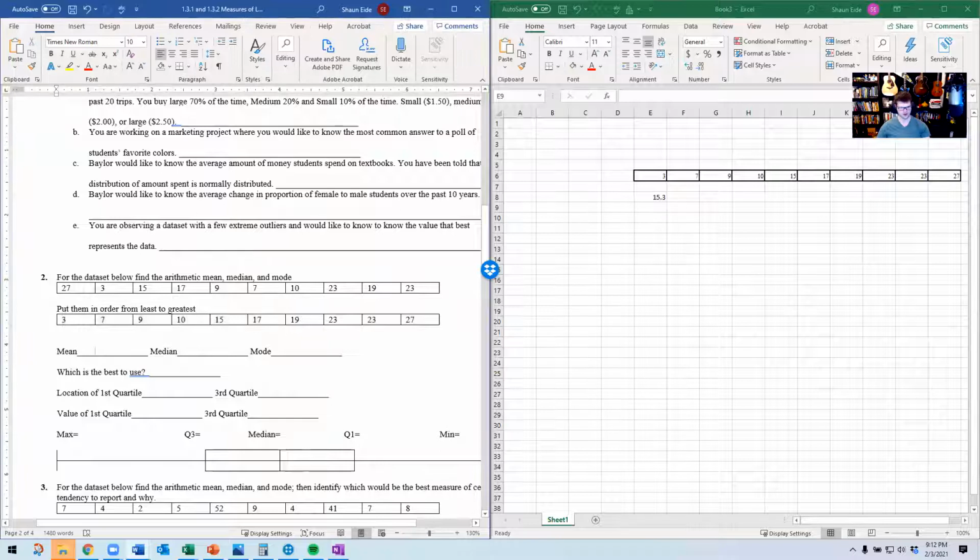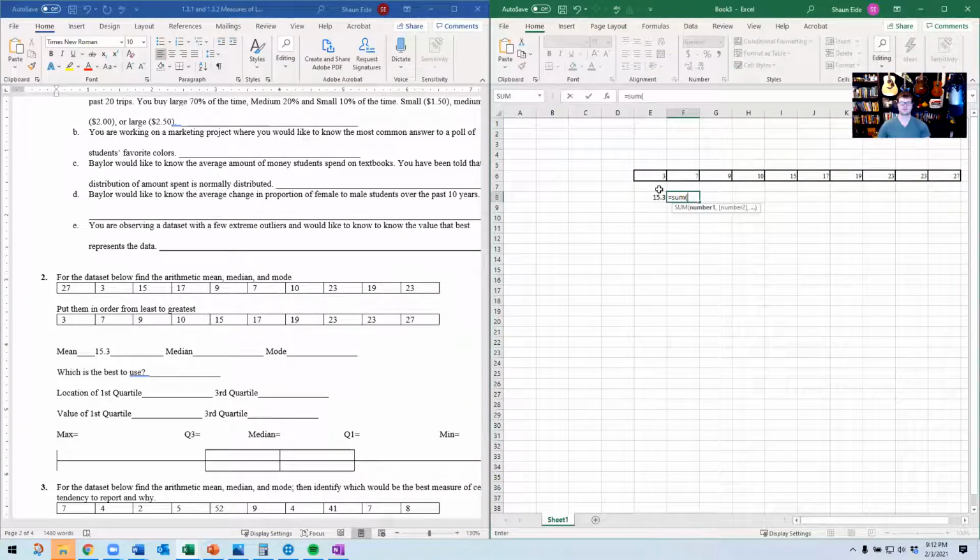So 15.3. You can also add these up by hand and divide them by the number of values: 1, 2, 3, 4, 5, 6, 7, 8, 9, 10. So add them all up together and then divide them by 10. So if you were to do equals sum, then you do equals 153 divided by 10. It would give you the exact same thing.